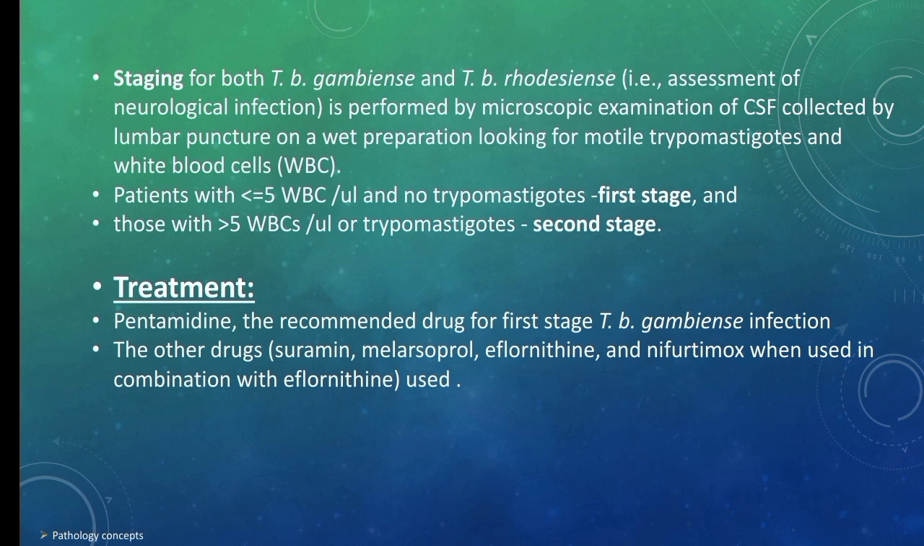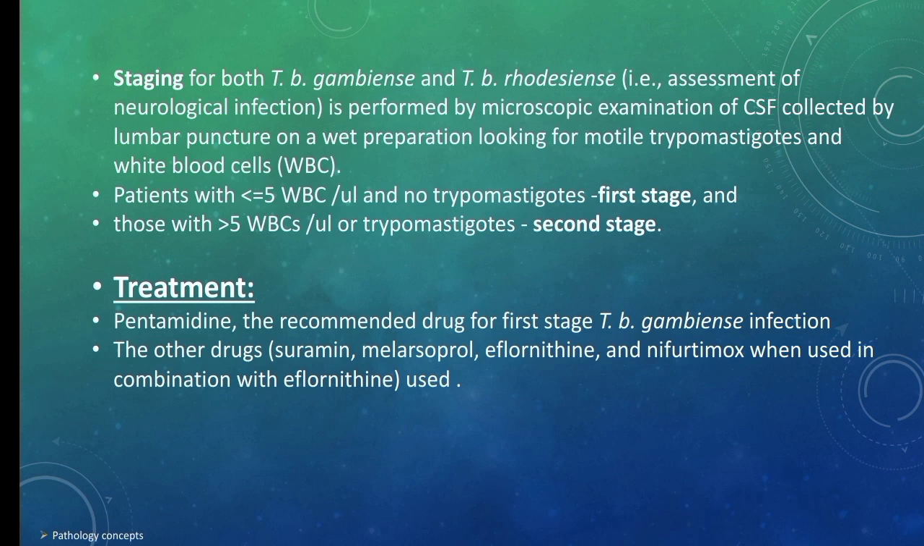When WBCs are less than or equal to 5 per microliter and no trypanosome forms are seen, then we label it as first stage. When WBCs are more than 5 per microliter or trypanosomes are seen, then we label it as second stage. The treatment is pentamidine, and other drugs are also available, such as suramin, melarsoprol, eflornithine, etc.